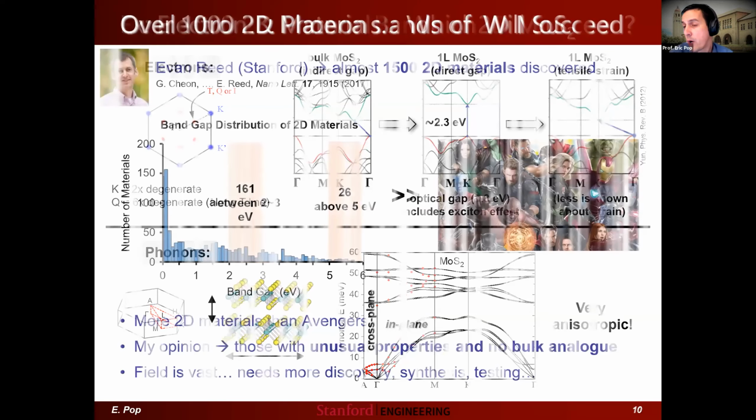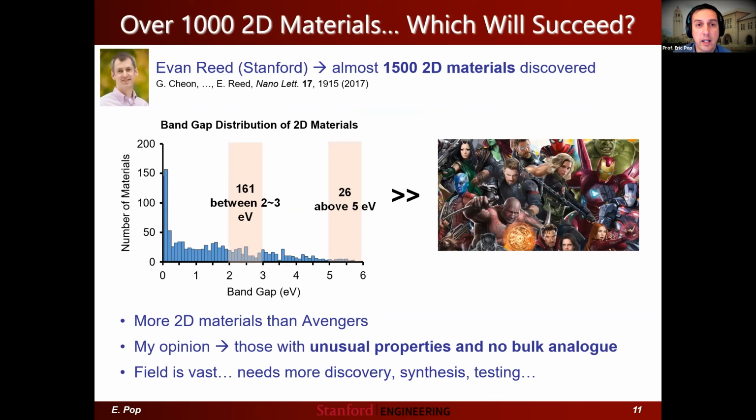Okay, so the other question that I find very fascinating is how many 2D materials there are and how they are going to succeed in anything. I have a colleague, Professor Evan Reed at Stanford, who has recently told me that there's actually over 1,000 2D materials out there. He's written papers about this. He's a computational materials scientist. And in one of these papers, he ranked the 2D materials by band gap.